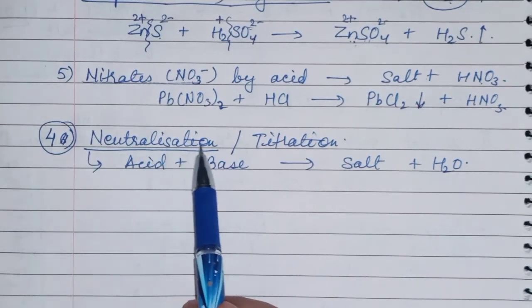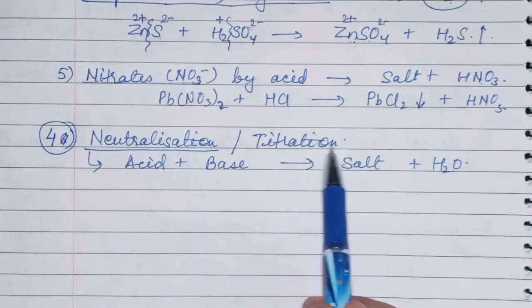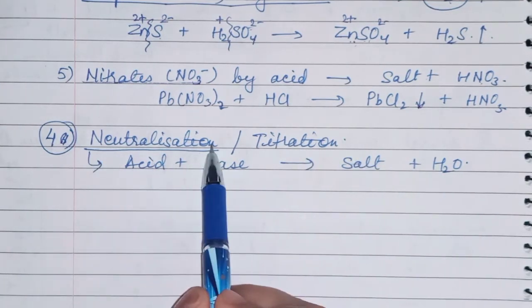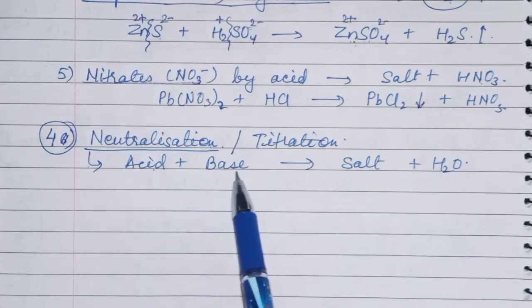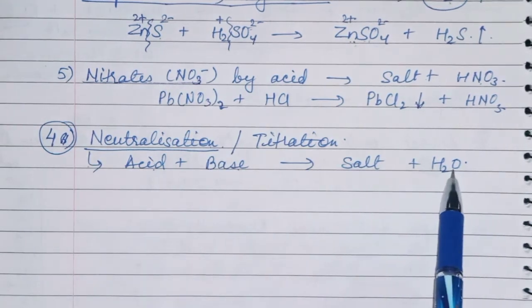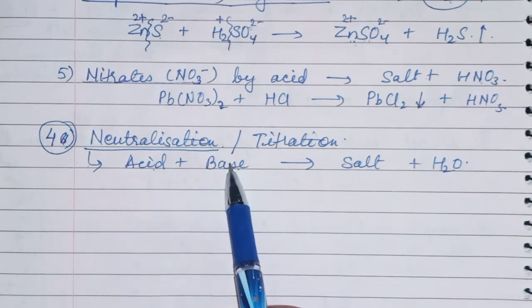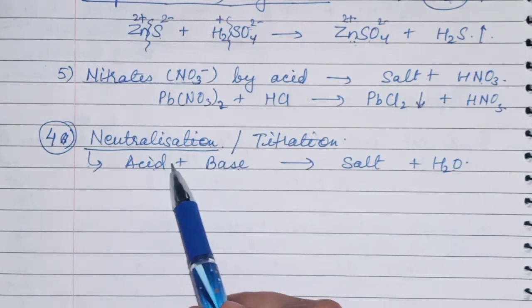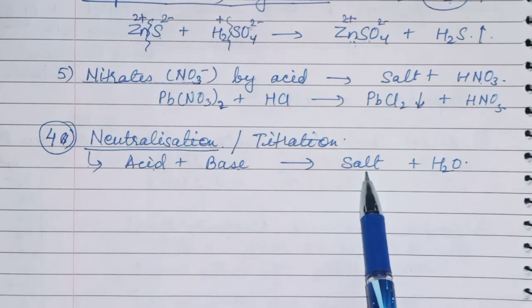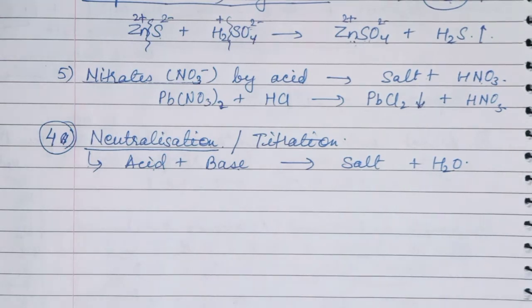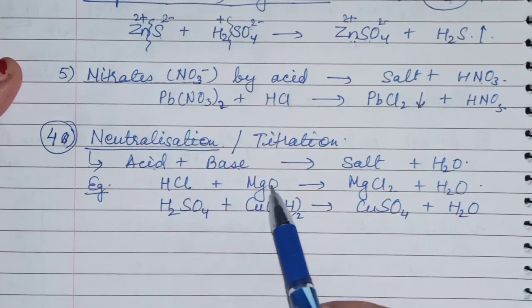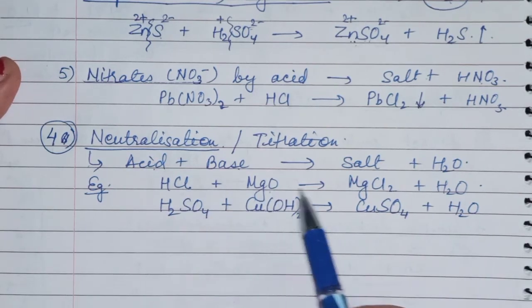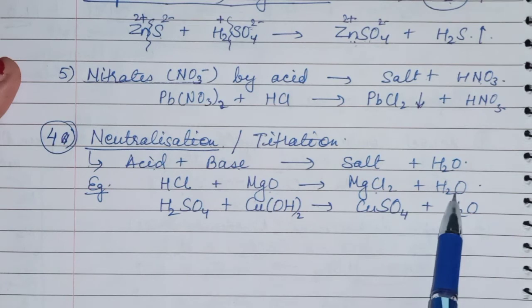Next is neutralization. In neutralization, titration is also there. So what is a neutralization reaction? We will discuss first. When an acid reacts with a base, it will give salt and water. Whenever an acid and base react, they neutralize the effect of each other and a salt is formed which is neutral in nature. When the acid HCl reacts with the base MgO, it will give the salt magnesium chloride and water.